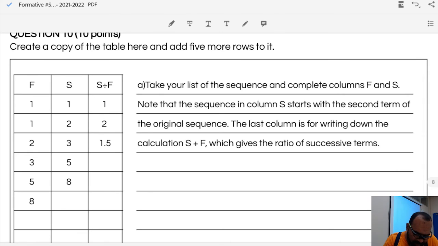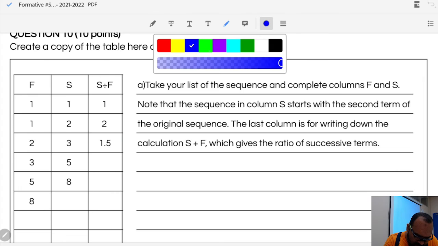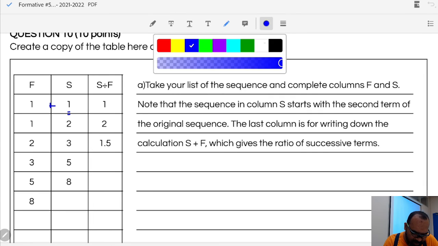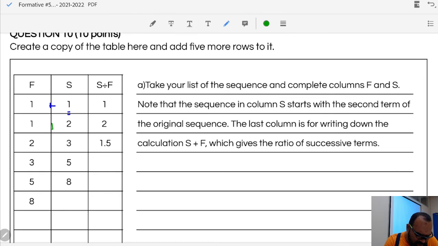Let's solve here. The pattern, as you notice, is: write down here 1, 1, and 1 divided by 1 is 1. Here, 1 and 2. Why, mister? Because 1 plus 1 equals 2. It is 2 divided by 1, which is 2. Write down the next one: 1 plus 2 equals 3. I repeat number 2 here, I just move it here, as you notice. 2 divided by 1 is 2, and 3 divided by 2 is 1.5.